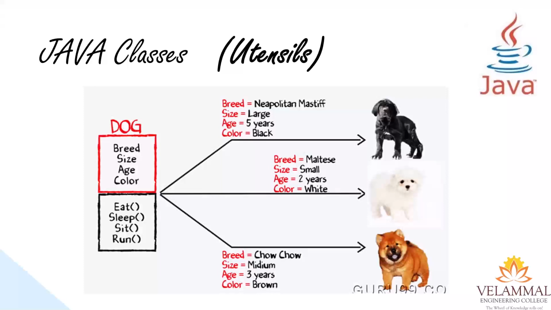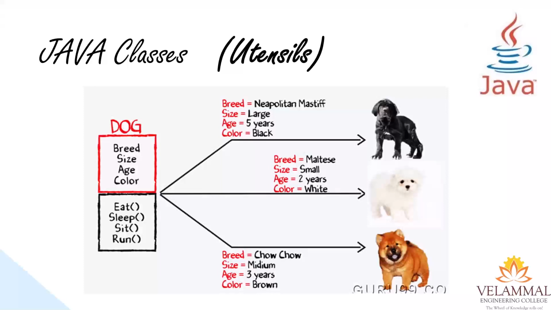attributes to them. For example, the Napoleon Mastiff is of large size, it is of age 5 and it is of color black. The second one, the Maltese, is of size small, it is of age 2 years, it is of color white, and the Chow Chow is of medium size, 3 years, and brown. So these are attributes of a dog.